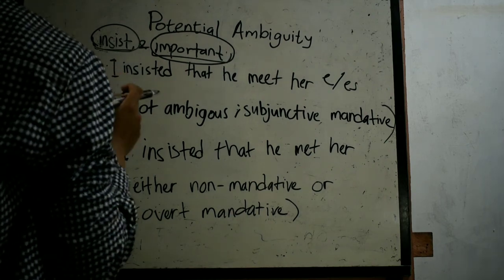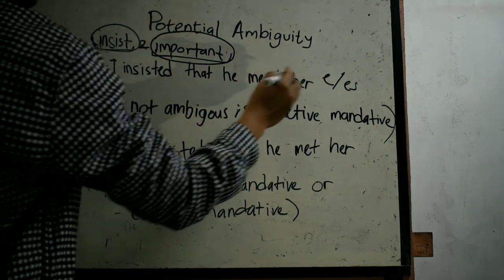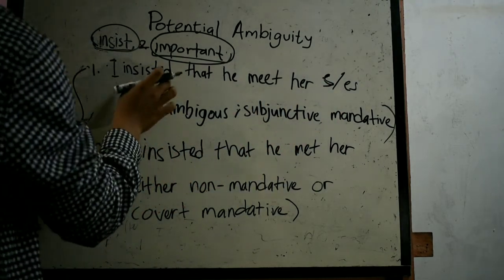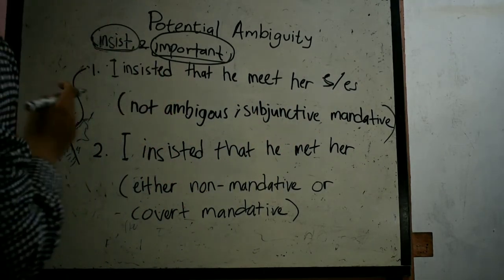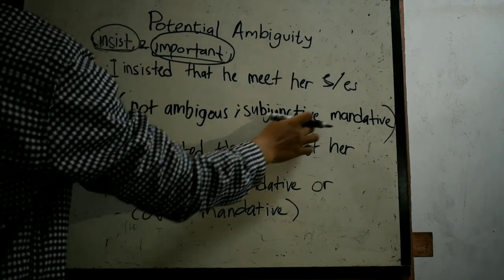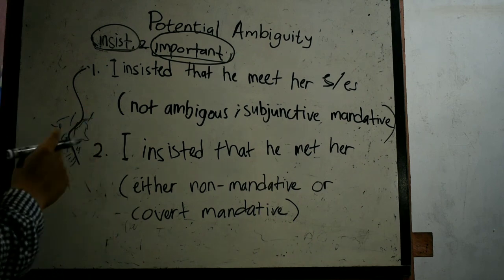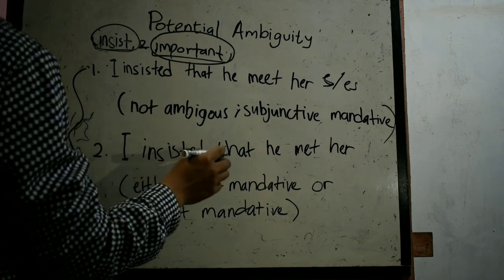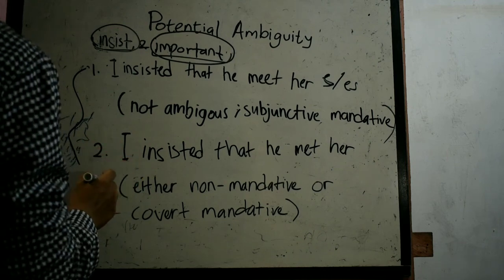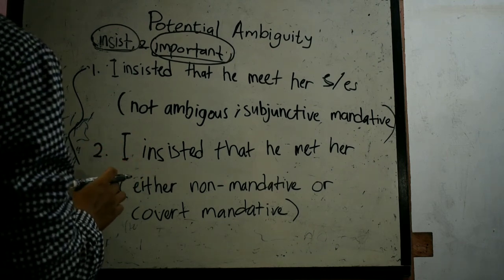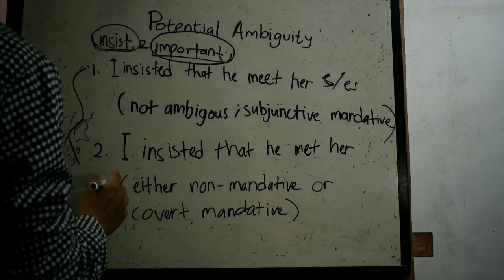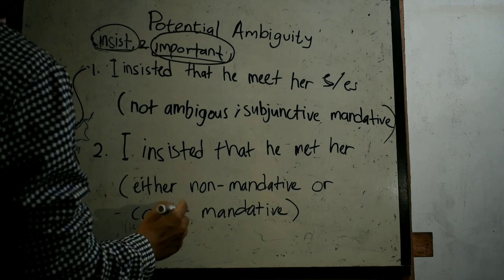because there is no s or es in the verb, and it includes subjunctive mandative. Number two, I insisted that he meets her. This sentence turns on to be, actually to be, not mandative.